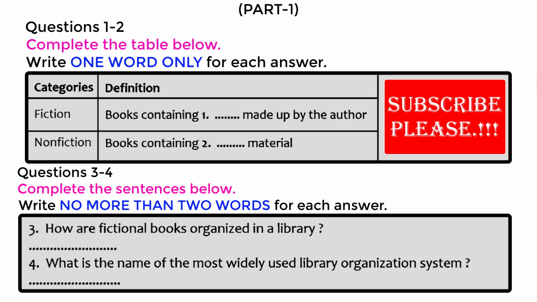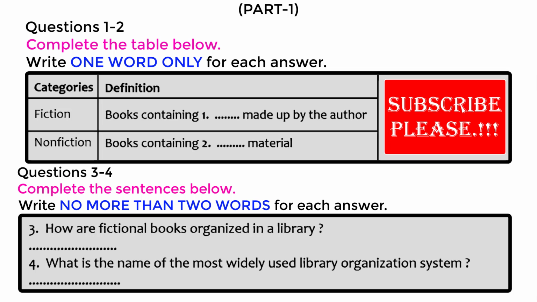All libraries are organised in much the same way. Every library houses a collection of books. Many libraries also have periodicals, films and records. All the books in a library can be classified under two main categories, fiction and non-fiction. Books of fiction contain stories that were made up by the author. Books of non-fiction contain factual material. When doing research, you use non-fiction books because you are looking for factual information.